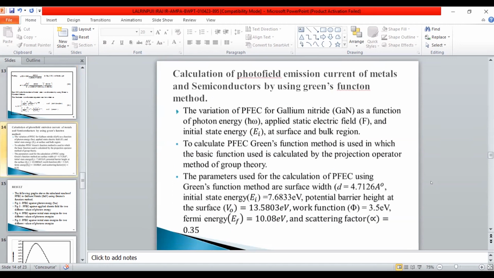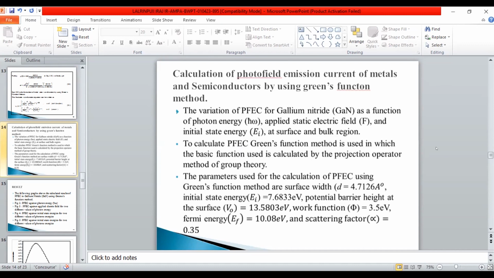For this calculation, we are using gallium nitride, which is a semiconductor. The variation of photofield emission current for gallium nitride as a function of photon energy ħω, applied static electric field F, and initial state energy Ei at the surface and bulk region. To calculate photofield emission current, the Green function method is used, in which the basis function used is calculated by the projection operator method of group theory.